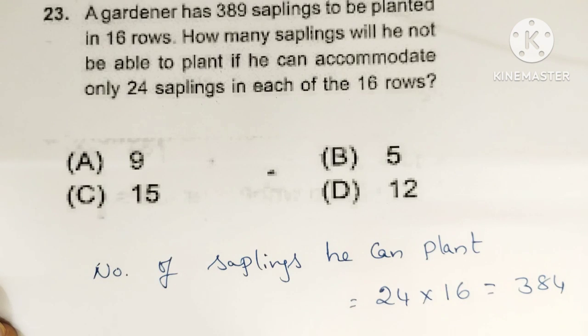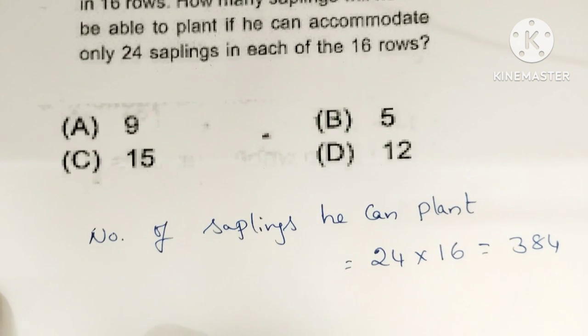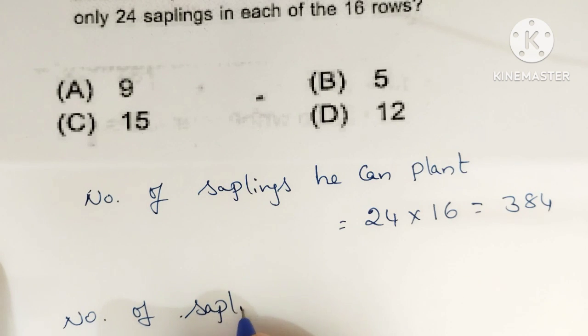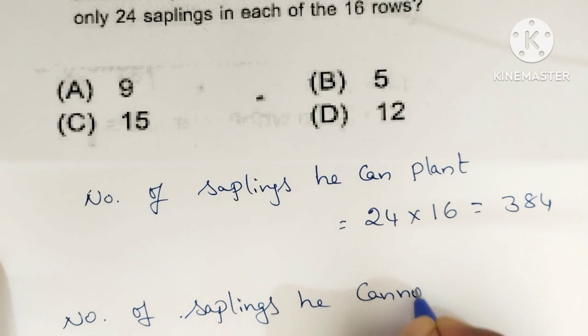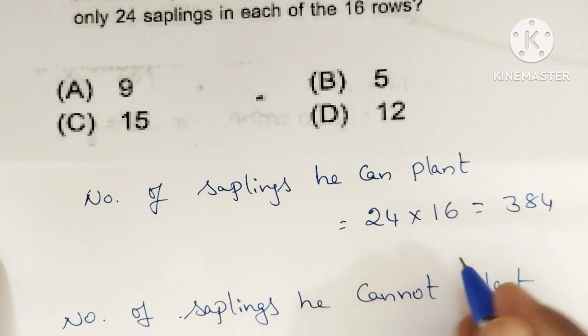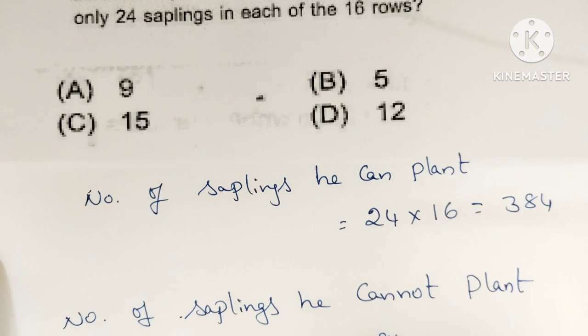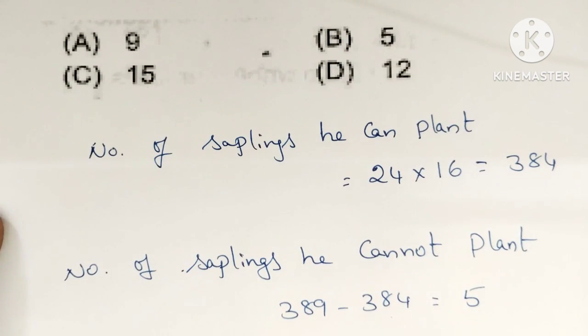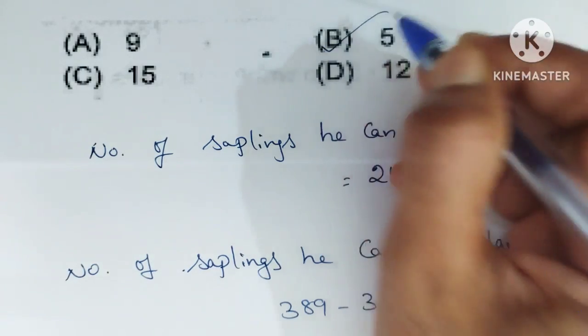Number of saplings he cannot plant, which is 389 total saplings minus 384 plants he planted. So only 5 plants left. 5 plants he did not plant. So option B is the correct one.